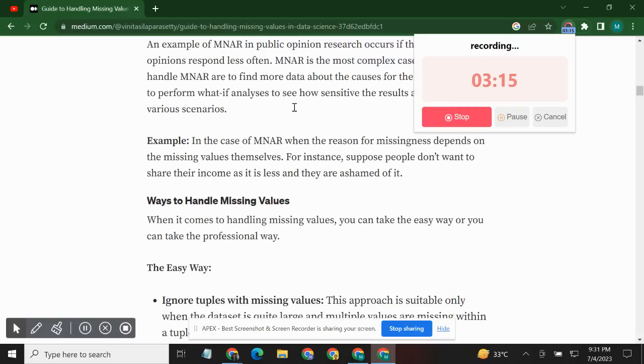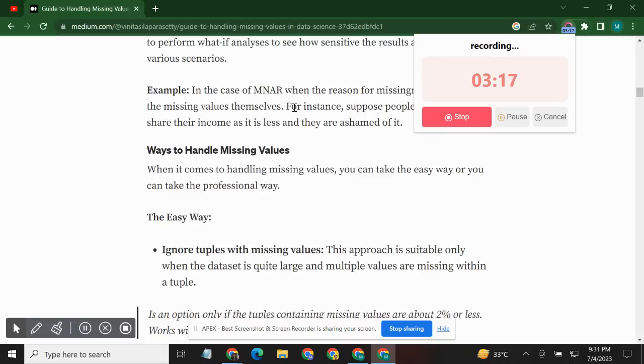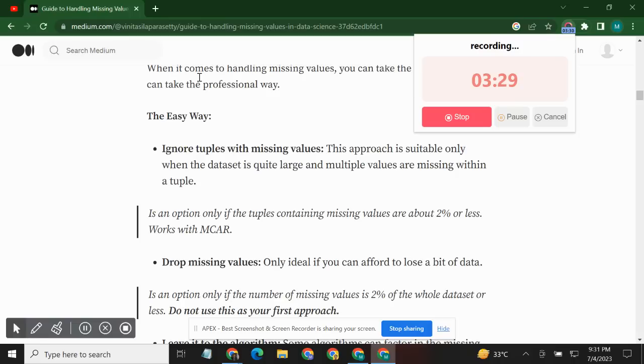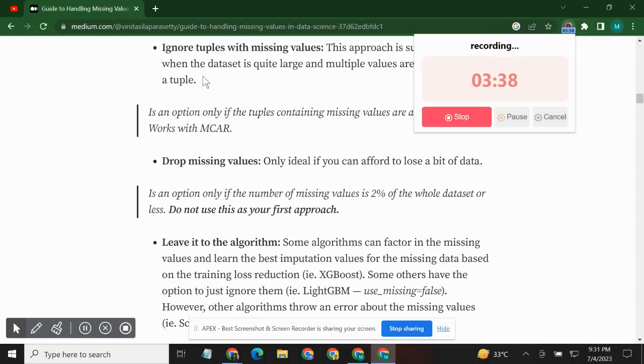When it comes to handling missing values, you can take the easy way or you can take the professional way. Here is the easy way: ignore tuples with missing values. This approach is suitable only when the dataset is quite large and multiple values are missing within a tuple. It is an option only if the tuples containing missing values are about 2% or less. Works with MCAR. Drop missing values. Only ideal if you can afford to lose a bit of data. It is an option only if the number of missing values is 2% of the whole dataset or less. Do not use this as your first approach.